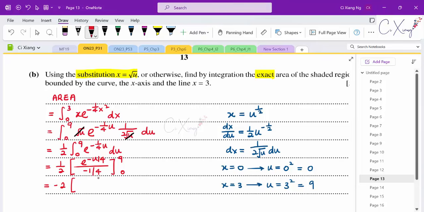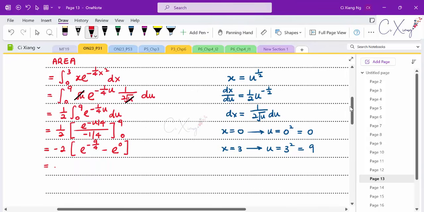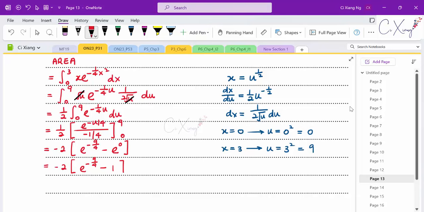After that, substitute 9 into my equation. I'm having negative 9 over 4 minus, substitute 0 inside the equation, I'm having e power 0. Okay, then if you try to simplify the answer, you're having negative 2. Then e power negative 9 over 4 minus 1. E power 0 is a 1, right?